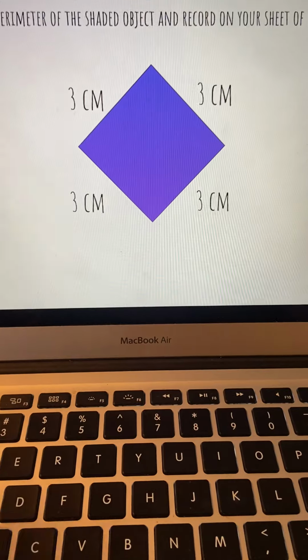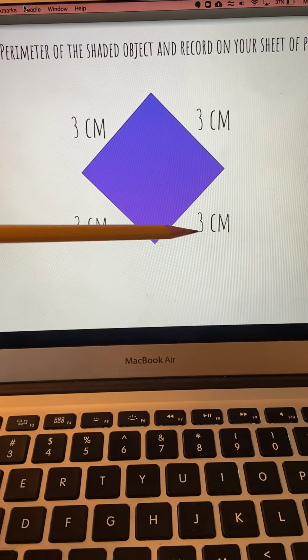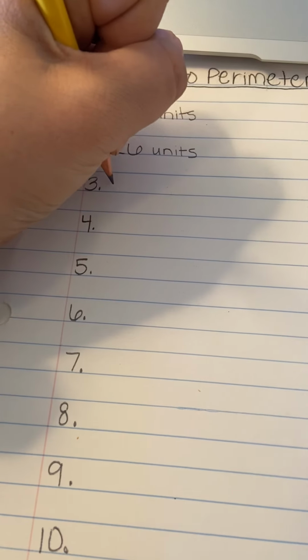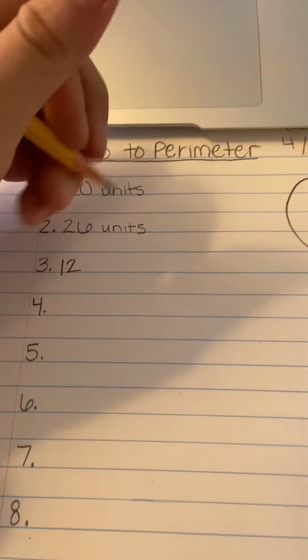Well, I know my 3 songs, so this is going to be a little easier. 3, 6, 9, 12. Perfect. 12 centimeters. And I know 3 times 4 sides is 12 centimeters.